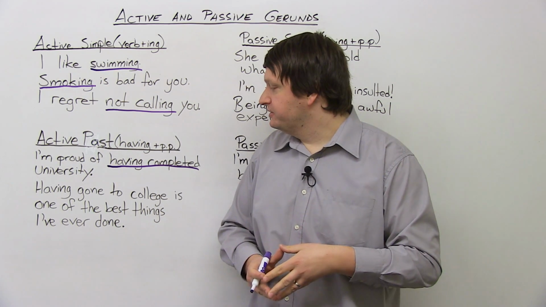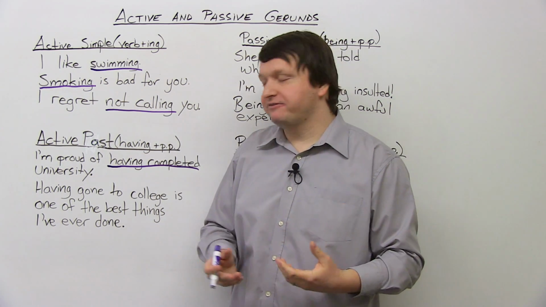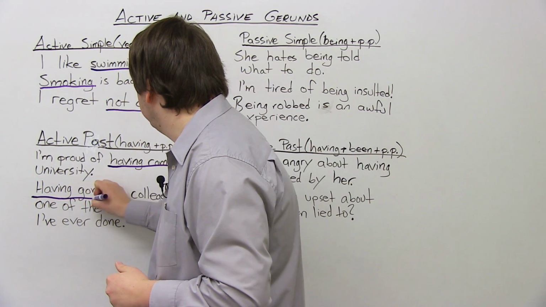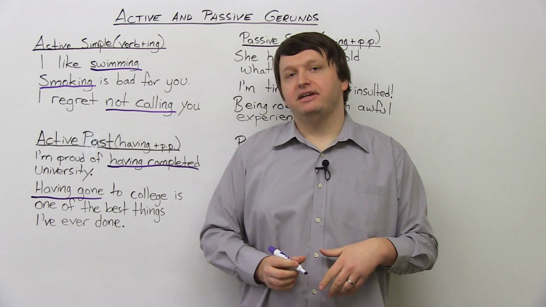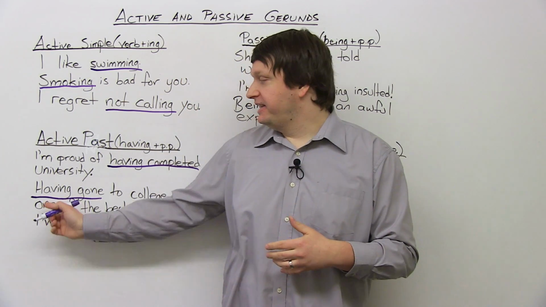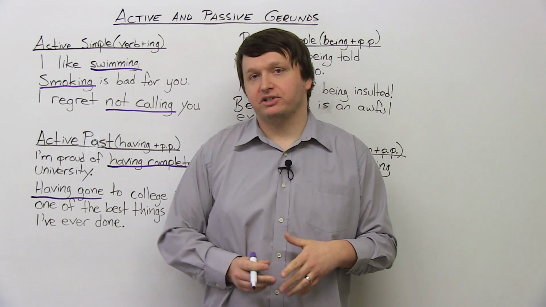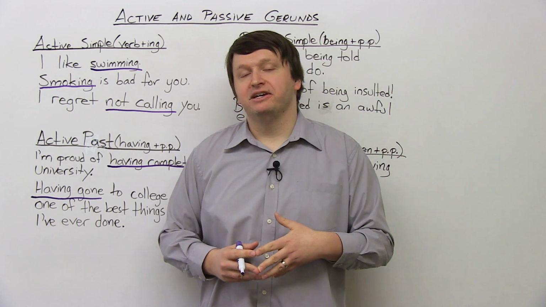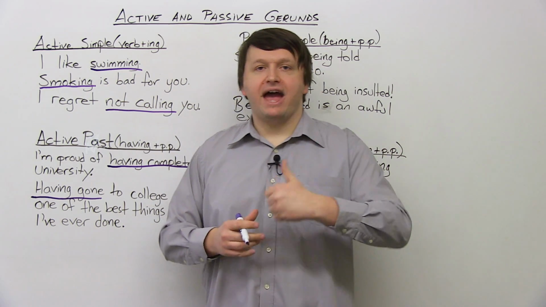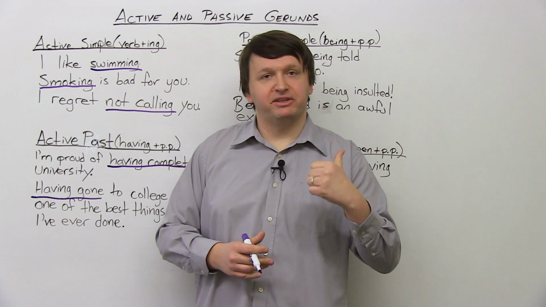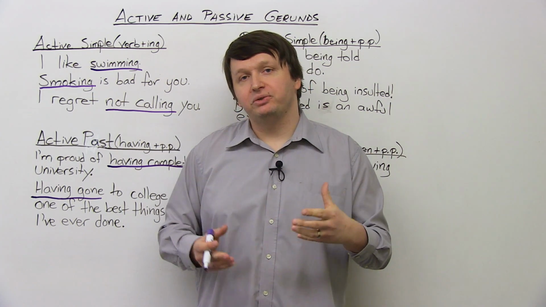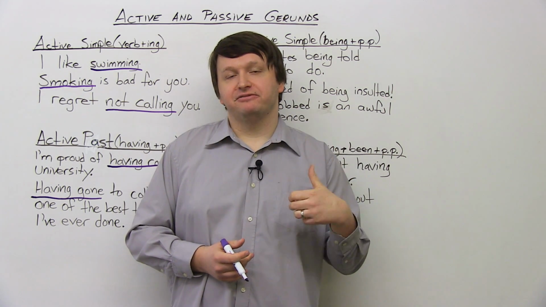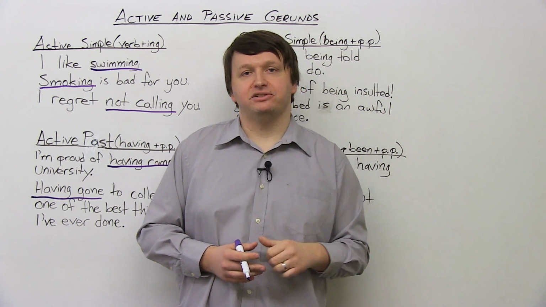Having gone to college is one of the best things I have ever done. So here, having gone is considered the active past gerund. Again, having is the gerund in this construction. So anytime you have having done something in the past, you're actually using a gerund, and in this situation, an active past gerund.